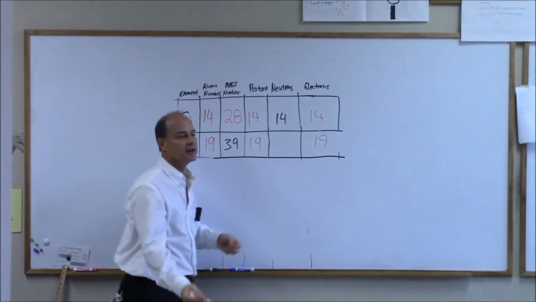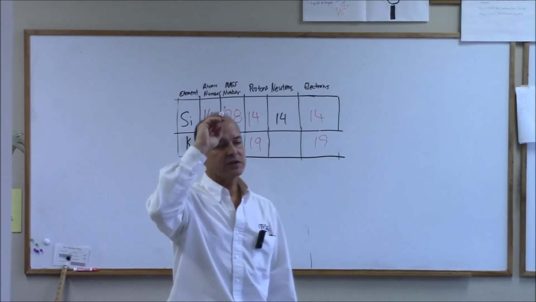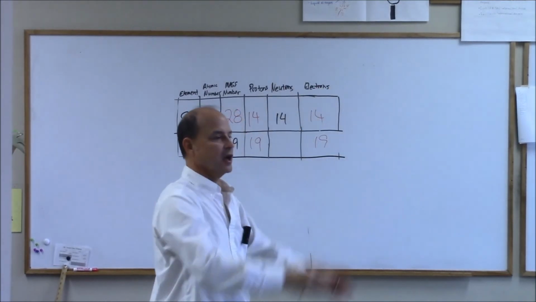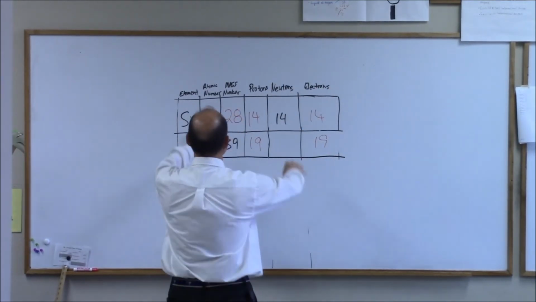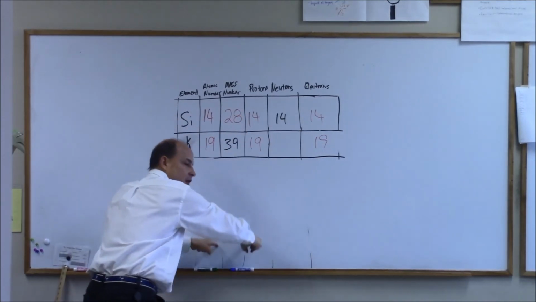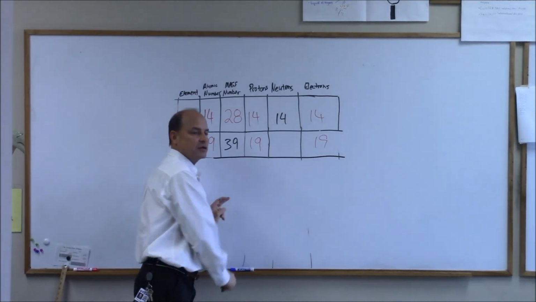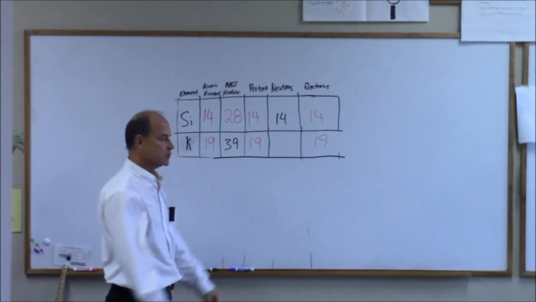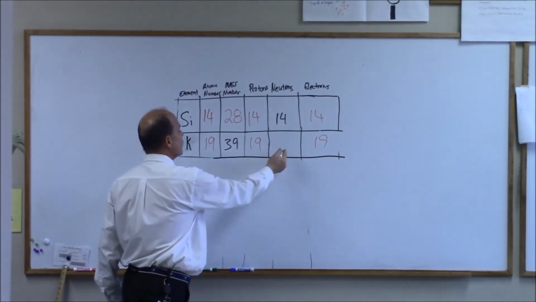19, 19, 19. All right, at this point, you efficient students will start working vertically on this table. You say, okay, every time I have protons, I get electrons. Every time I have atomic number, I have the same atomic number. So you efficient working students will start working vertically on these tables. We have one more box to fill.